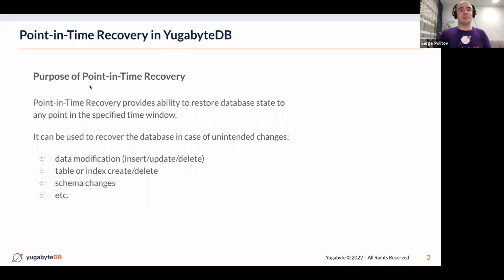What is the purpose of point-in-time recovery? Point-in-time recovery provides the ability to restore a database to its state at any point in a specific time window. It can be used to recover the database in case of unintended changes, such as data modification, for instance insert, update, delete, in other words, simple data modify language parts, or table and index create, delete, alter table, and so on and so forth. So any change that could be done in the database could be recovered using this feature.